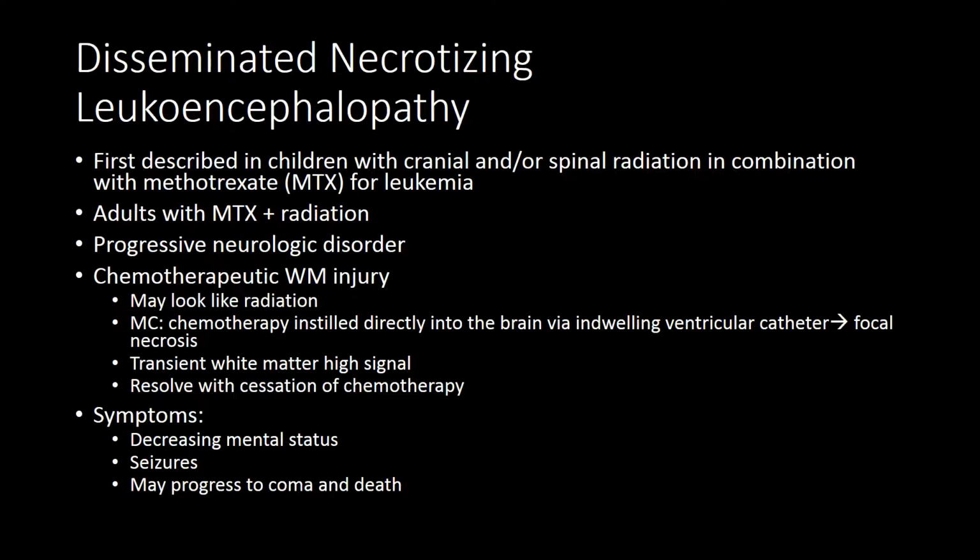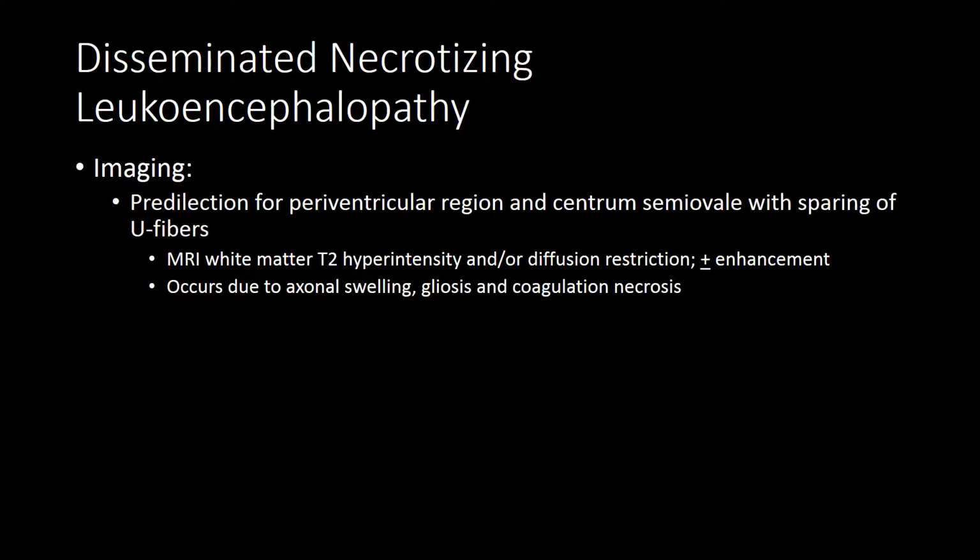And you have transient white matter signal abnormality, which resolves with cessation of chemotherapy. The symptoms include decreasing mental status, seizures, and again, this can also progress to coma and death. With imaging, you see predilection for the periventricular region and centrum semiovale with sparing of the U-fibers. On MRI, you see T2 hyperintensity with variable diffusion restriction and enhancement, and it occurs due to axonal swelling and gliosis as well as underlying coagulation necrosis.